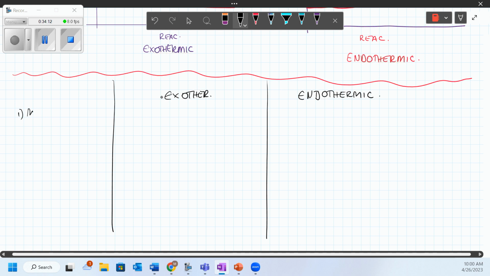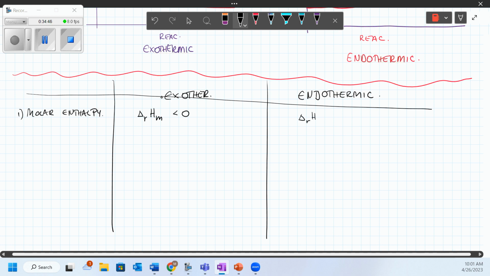The first one is molar enthalpy. The way that we express it is delta R, where R can be combustion, formation, or just the general R, and then H for the enthalpy and M for molar. And in an exothermic reaction, this is negative, while in the endothermic reaction, this is positive.